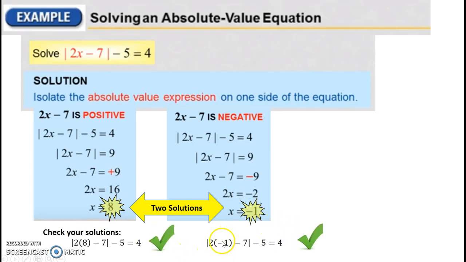Now we're going to check the other side. So 2 times negative 1 is negative 2. Negative 2 minus 7 is negative 9. The absolute value of negative 9 is 9. 9 minus 5 is 4. So you can see that both of them check.